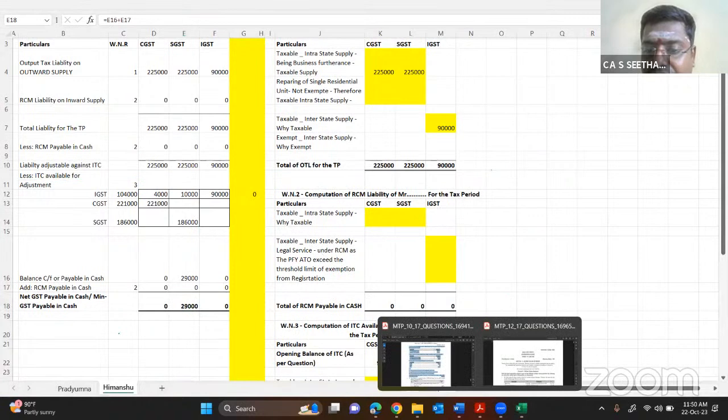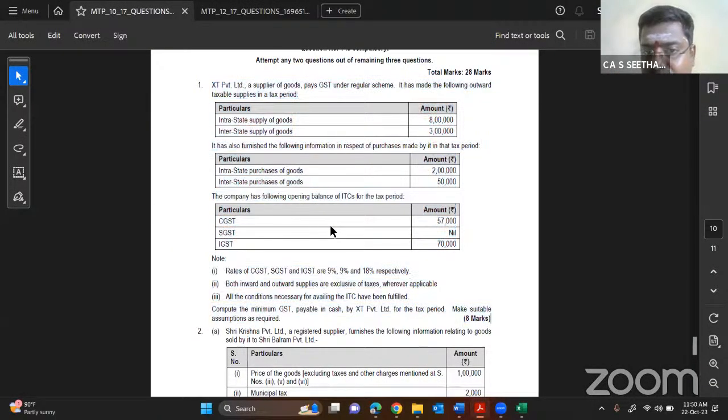And listen to me carefully. This is the exact question model. Can you see here, my dear? They are giving you the details of outward supply. They are giving you the details of purchases made, inward supply, and they are giving you the opening balance, and they're trying to solve the question, wherein there is no RCM model. And this model has been tested for 8 marks. And if the RCM model is also included, imagine, it's a sure question for 6 to 8 marks.